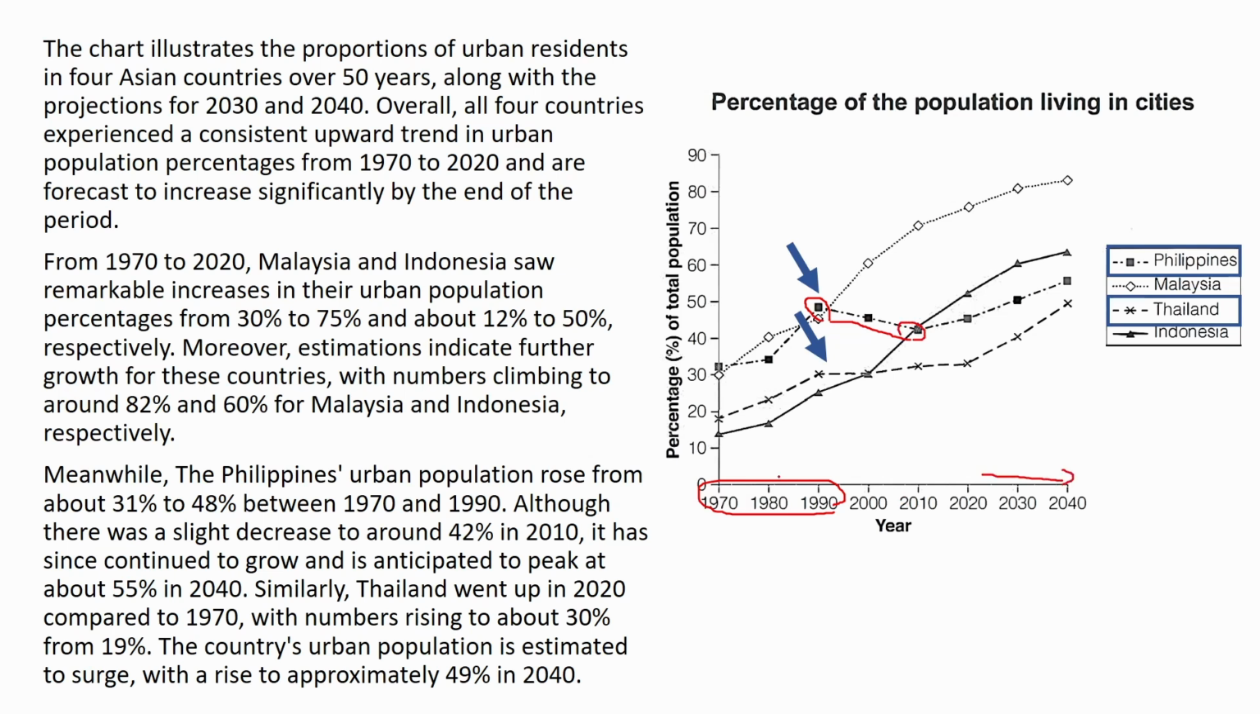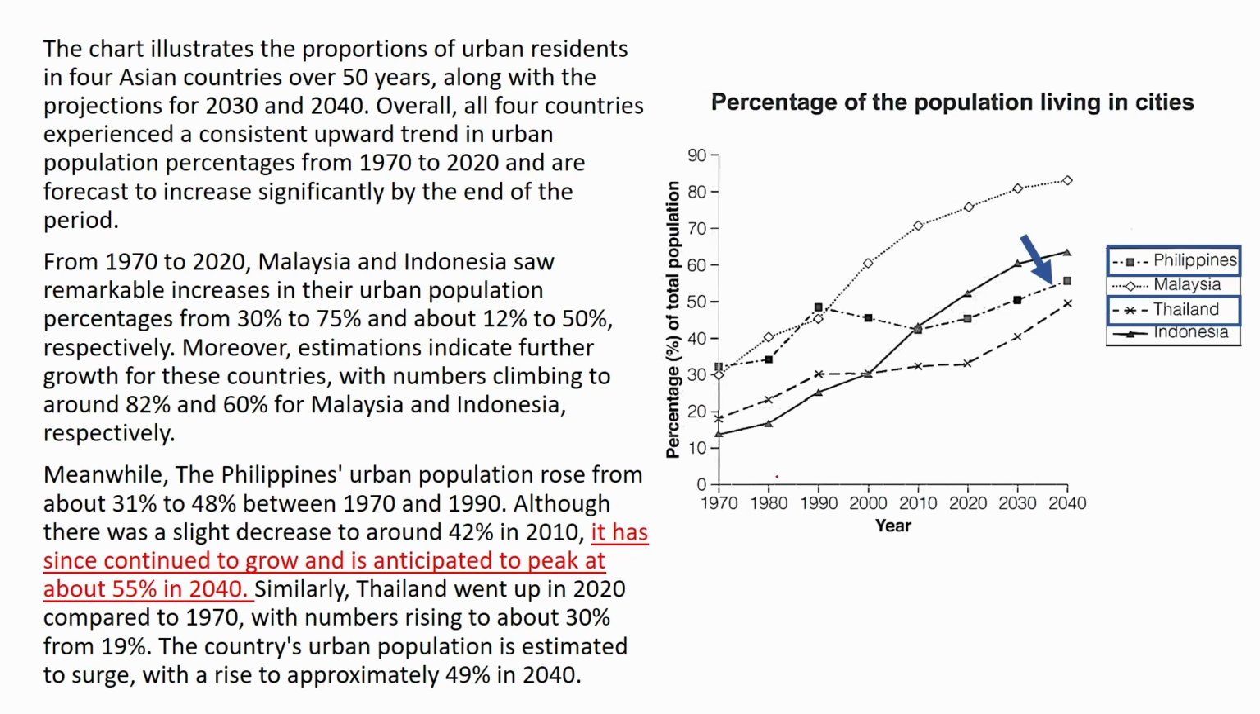The Philippines' urban population rose from about 31% to 48% between 1970 and 1990. Although there was a slight decrease to around 42% in 2010, it has since continued to grow and is anticipated to peak at about 55% in 2040. So I both mentioned the first part and the change and then future projection.